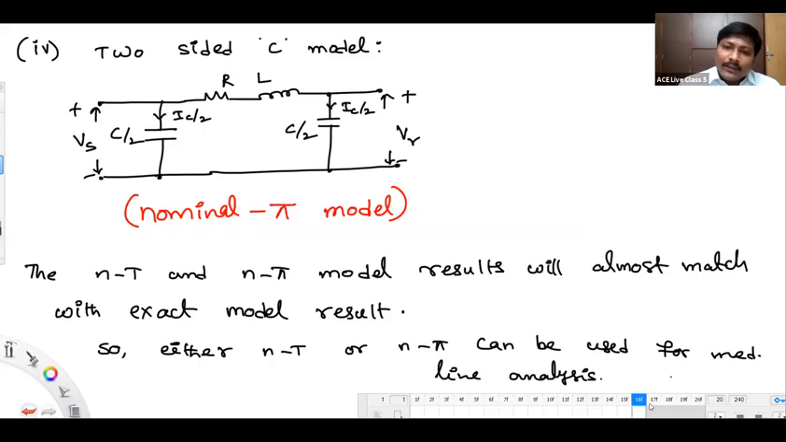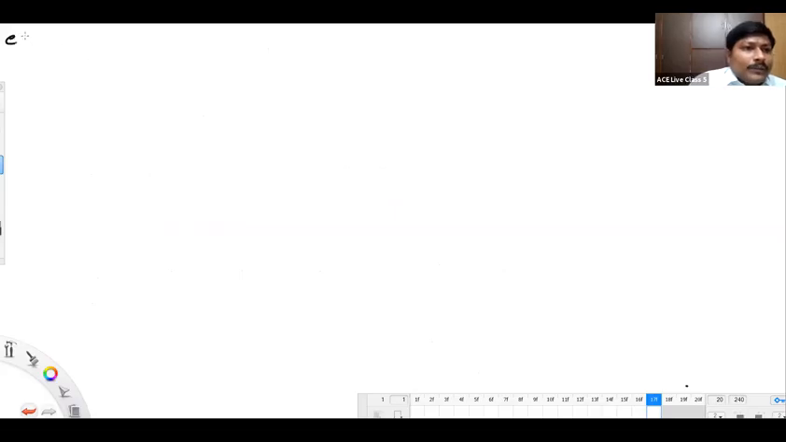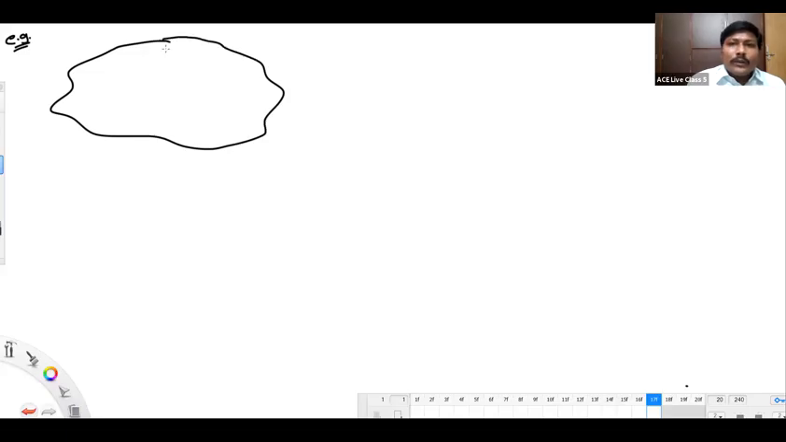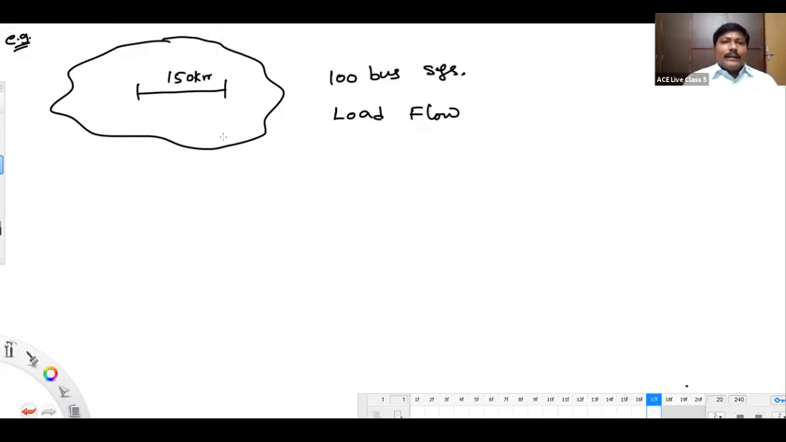Okay, again, in this nominal T and nominal pi, which model is preferable? I'll tell you. For example, in a similar way to the previous discussion, we have one big system like this and we are doing load flow analysis. Say it's a 100-bus system. We are carrying out load flow analysis. I have a line in the system of 150 kilometers length.